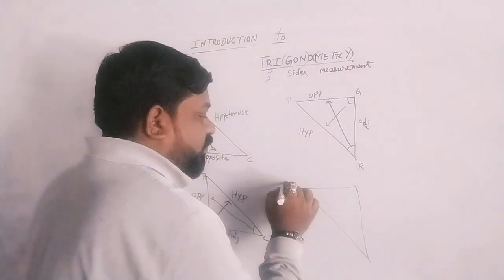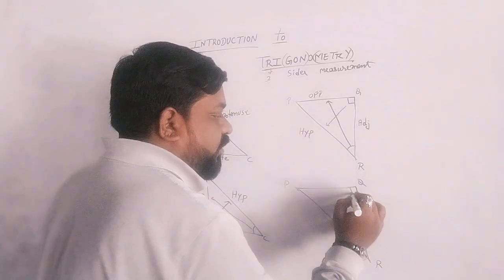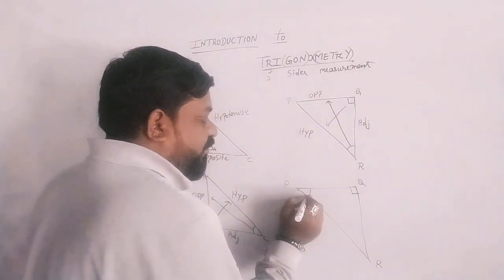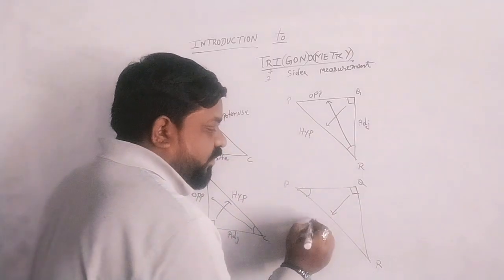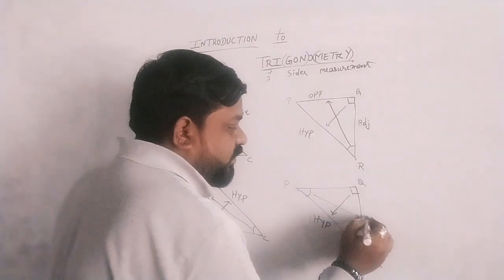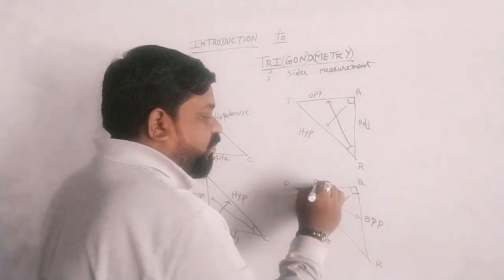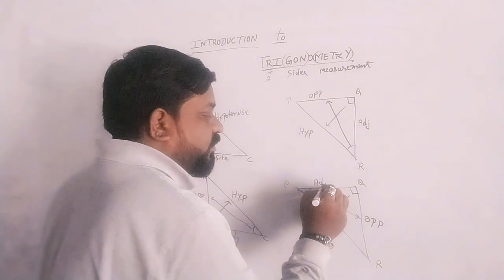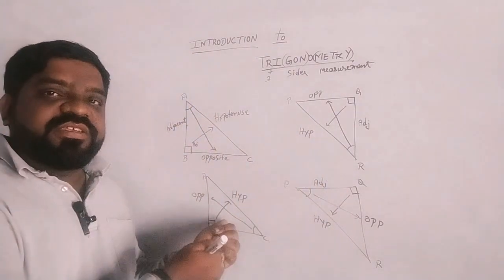Again consider this diagram. Same, I will write PQR. Q is 90 degrees. The reference angle I will change to P. Now PR will be the hypotenuse side, QR is the opposite side, and PQ is the adjacent side. Hope you have understood this basic concept.